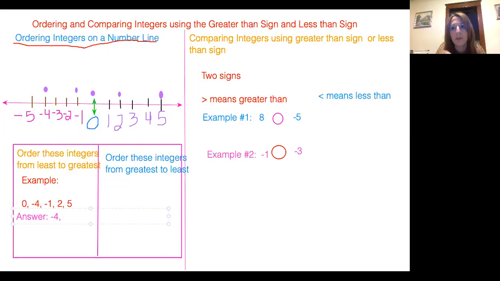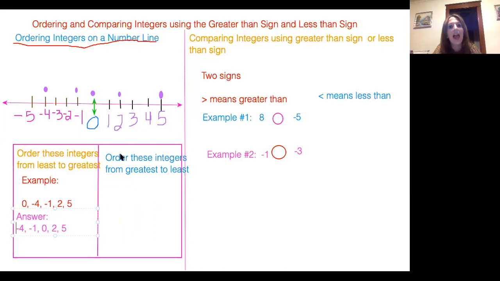So when I have to go from least to greatest, I read the number line from left to right. Let me say that again. When I order the integers from least to greatest, I read the number line from left to right. So -4 would be the first integer. Then I have a -1. Then I have 0 because I'm still on the left and working over to the right. Then I have a 2, and then I have a 5. So that's how you order the numbers from least to greatest, from left to right.